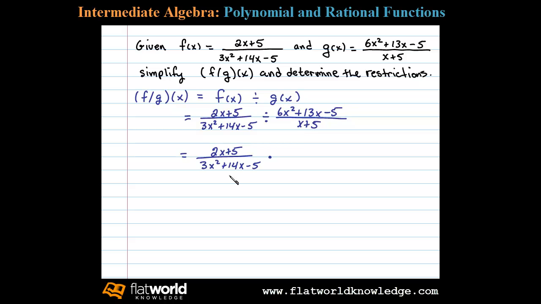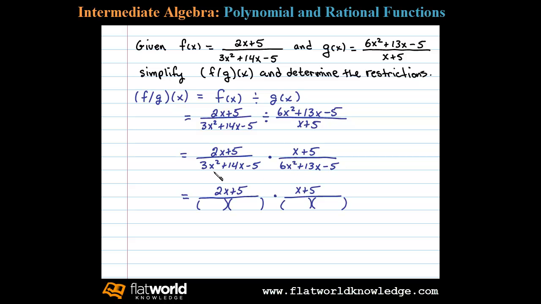And so we can write f of x times x plus 5 divided by 6x squared plus 13x minus 5. Now at this point we'll factor the denominators of both of these algebraic fractions.